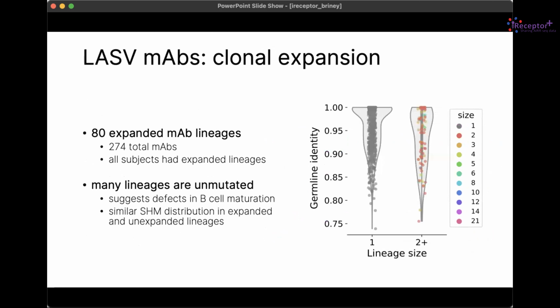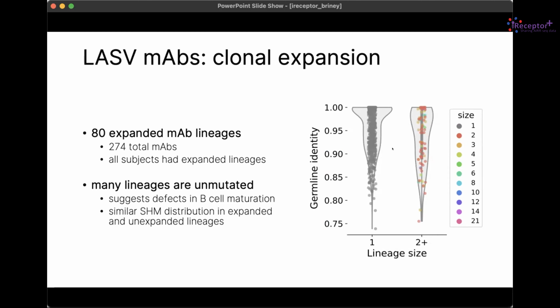So if we look at the clonal expansion, we found 80 lineages from our 800 antibodies, 80 expanded lineages. So this is 2 or more members of the same lineage. That comprises 274 of the antibodies. So the majority of the antibodies we pulled out were singletons, which is not uncommon in experiments like this. We identified expanded lineages from all of the subjects.